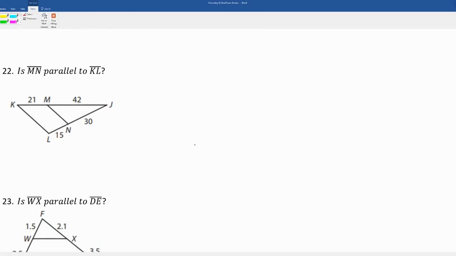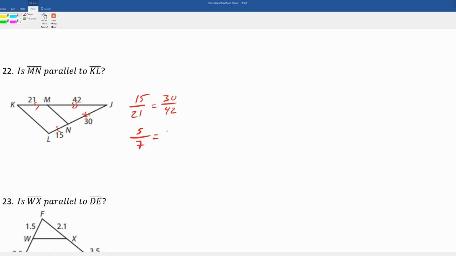All right, so are these guys parallel? Basically we have NL, which is 15, to KN, which is 21, should be equal to NJ, which is 30, to MJ, which is 42. Let's see if I can reduce. I can reduce by 3 for the 15 and 21. How many 3s are there in 15? 5. How many 3s are in 21? 7. So I'm factoring here, working on my factors.